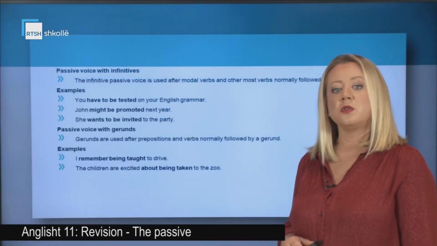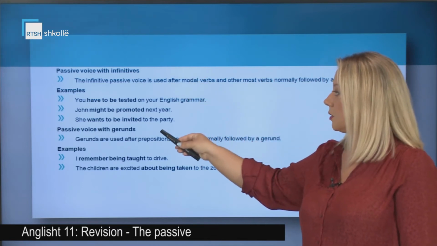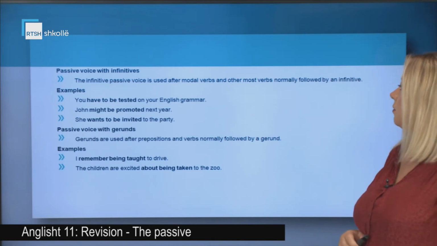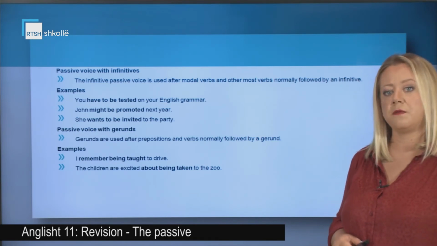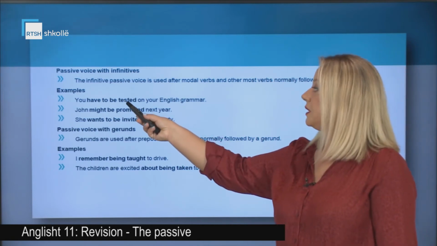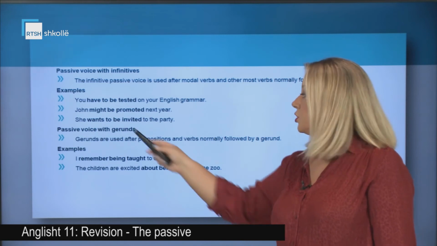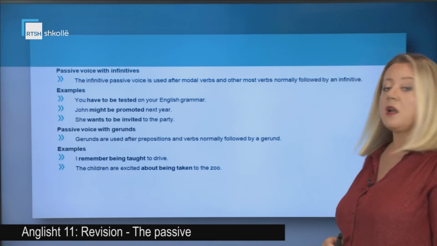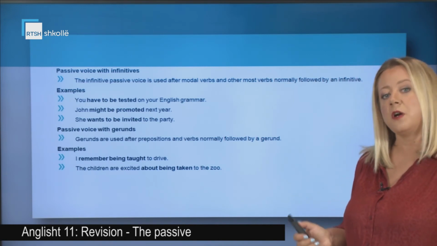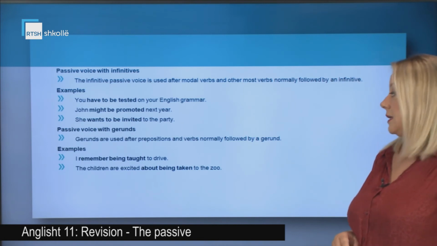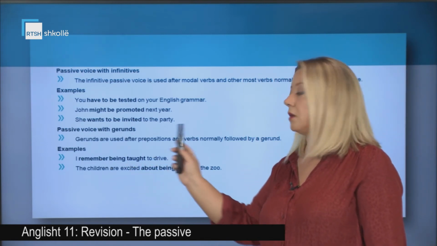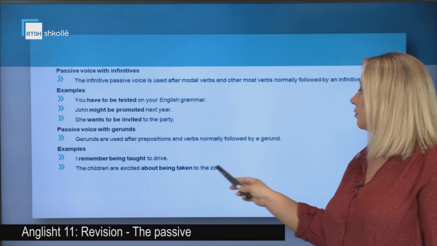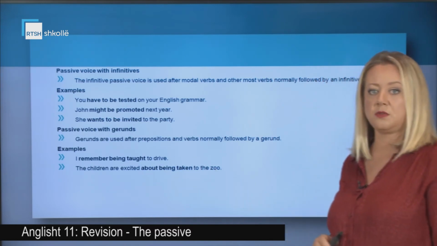The passive voice is used both with infinitives and gerunds. The infinitive passive voice is used after modal verbs and other verbs normally followed by an infinitive. For example, you have to be tested on your English grammar. She wants to be invited to the party. The gerunds are used mostly after prepositions and verbs normally followed by a gerund. As an example, we have: I remember being taught to drive. And the children are excited about being taken to the zoo. Here we have a preposition, as you can see.